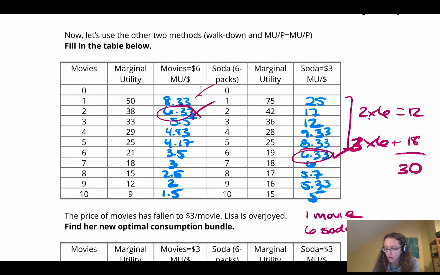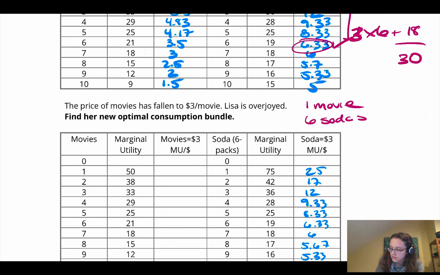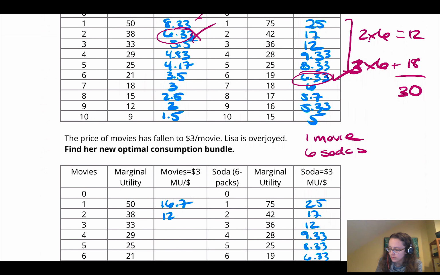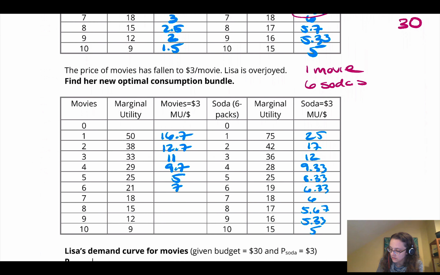So it's basically going to be all these things times 2, because what I'm doing is taking 50 and dividing it by 3, which is going to give me 16.7, then 12.7, then 11, then 29 divided by 3 is going to be 9.7, then 8.3, 7, 6, 5, 4, and 3.